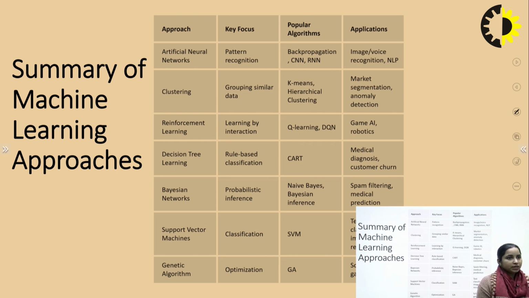Then in the Bayesian network approach, the key focus was probabilistic inference. Popular algorithms were Naive Bayes and Bayesian inference. The applications were spam filtering and medical prediction. In the support vector machine approach, we used it for classification, the algorithm was SVM again, and the application was text classification. In genetic algorithm, we were doing optimization, and the examples were gaming, AI and, I think, scheduling problems.